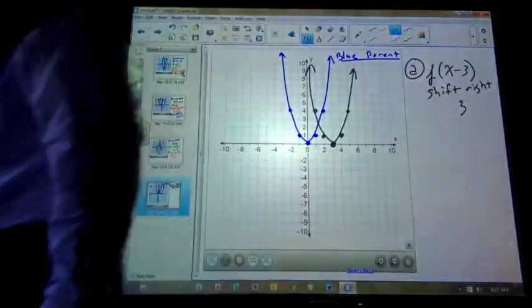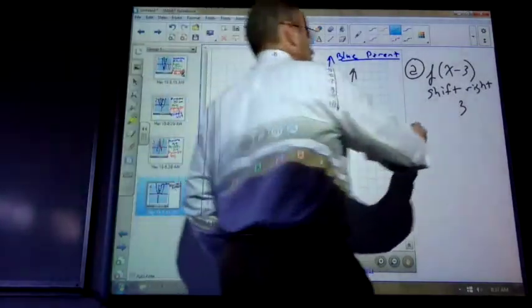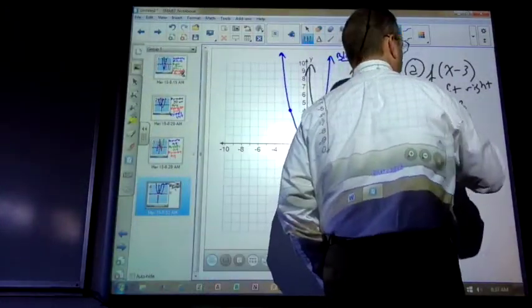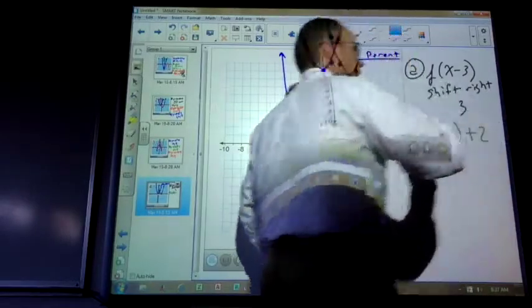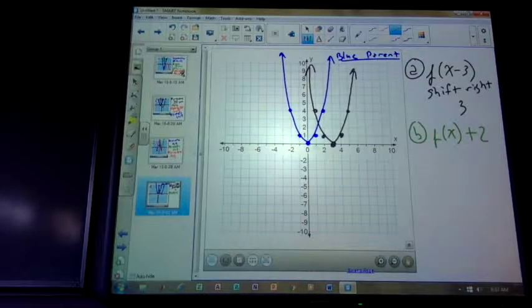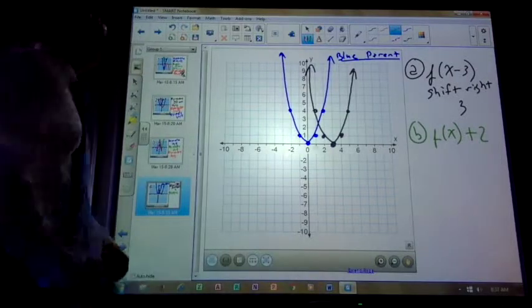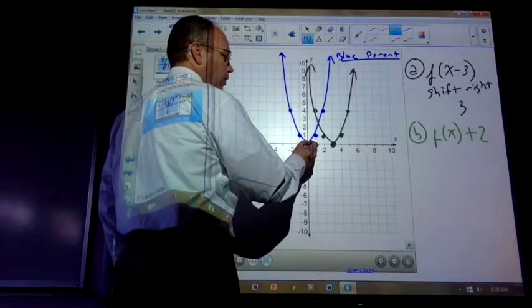Okay. Letter B says f of x plus 2. Is that plus 2 in the parentheses or not? No. That means it's not going to shift right or left. It's going to shift which way? Up. How many? 2. What's my parent function? Which color? Blue. Okay, so I'm going to take every one of those points and shift it up 2.